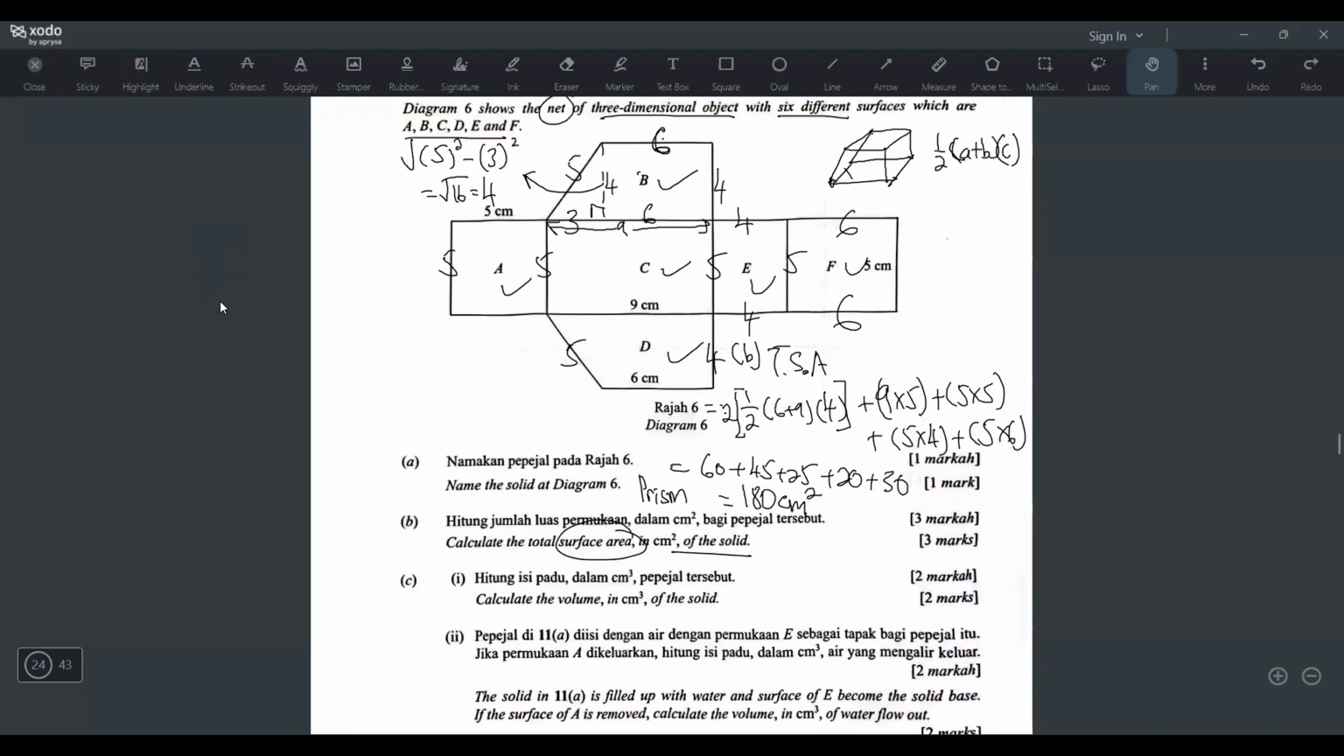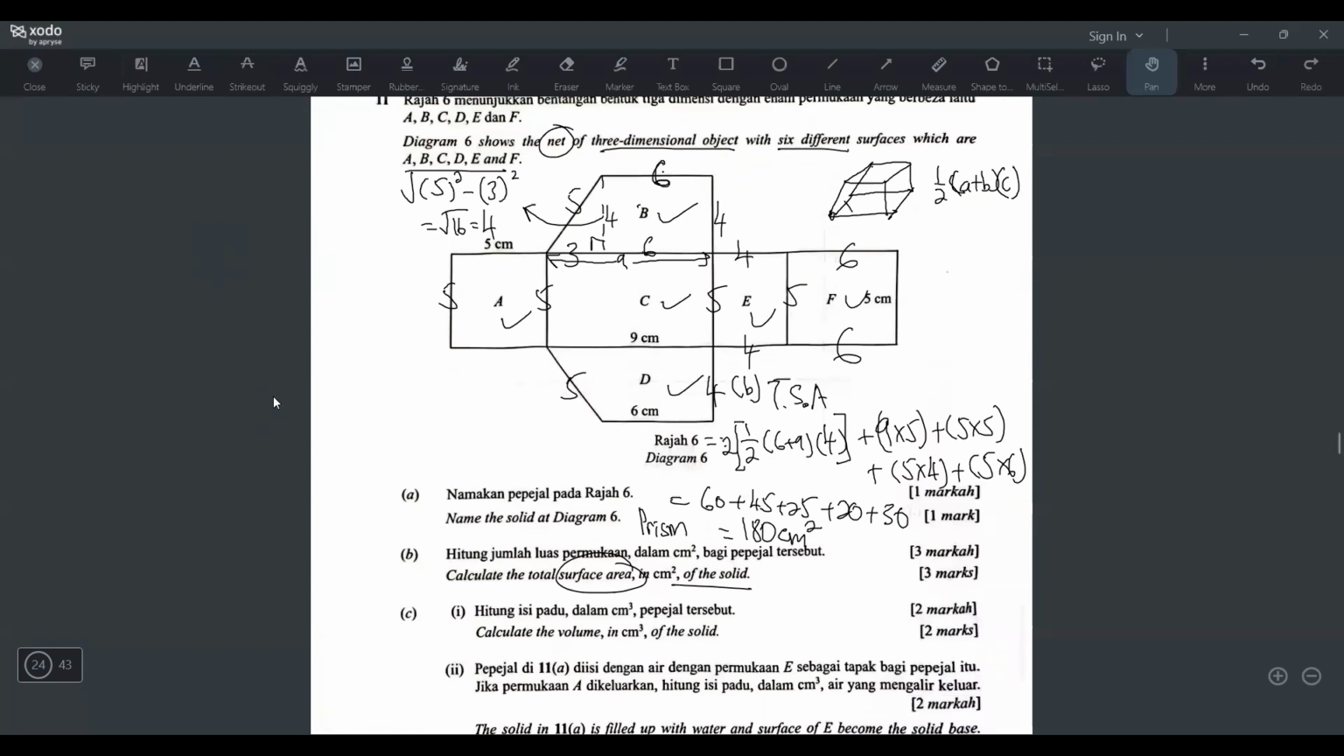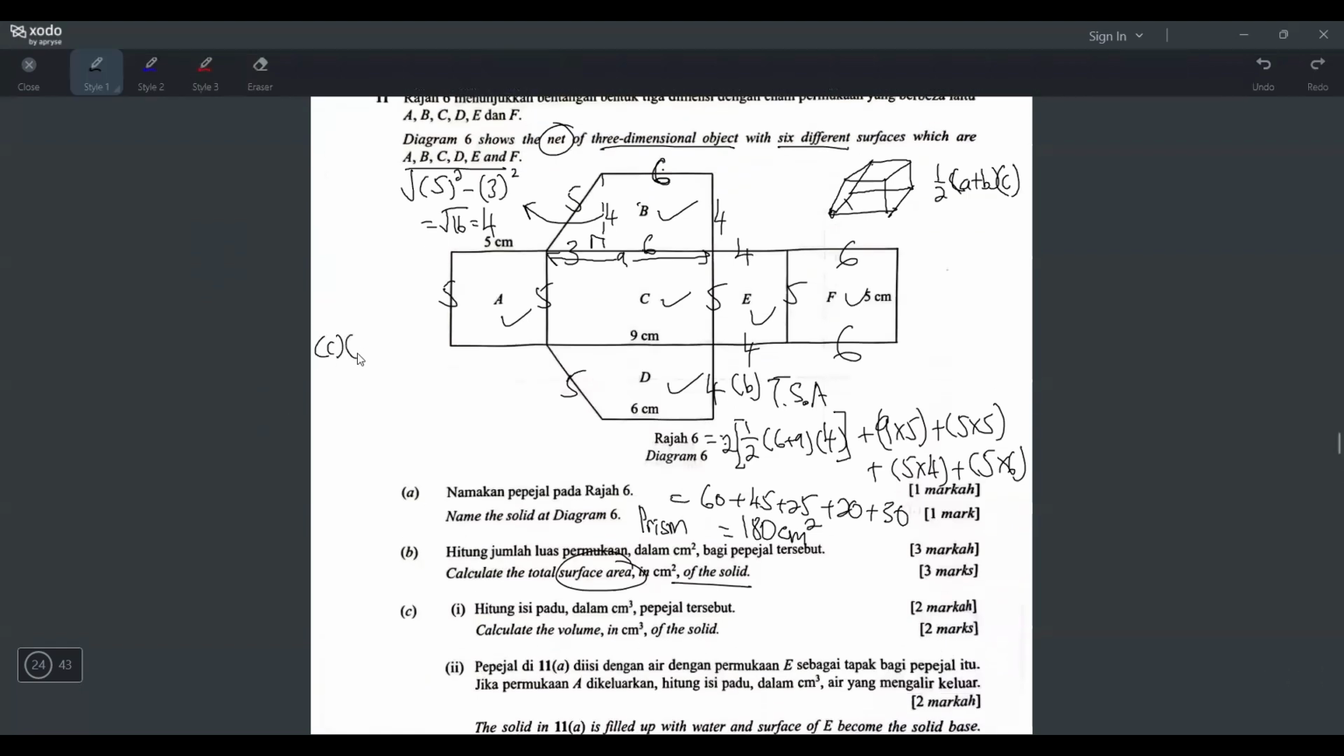Okay, C1, what it says here. C1, calculate the volume of the solid. Alright, how to find volume of prism? So the volume formula is you take the base area and then times height. Okay, take the base area times height, right?